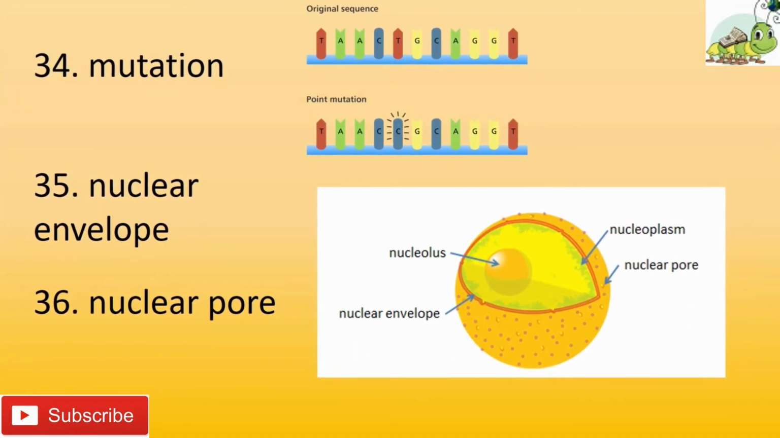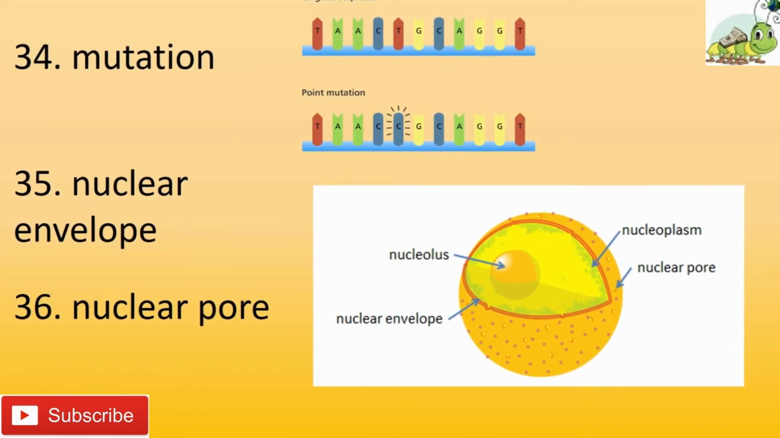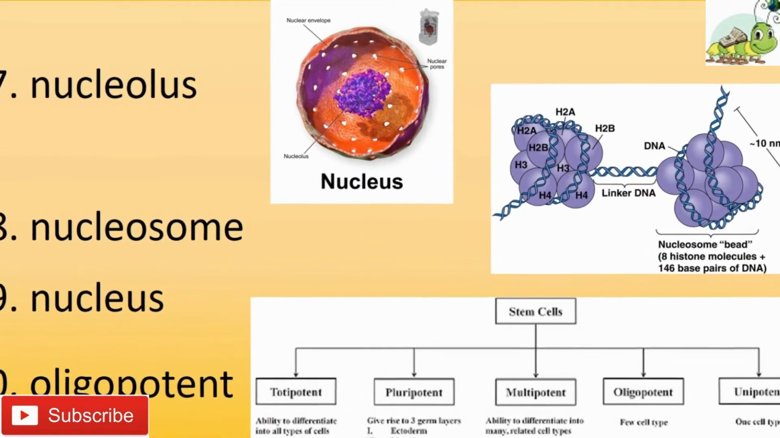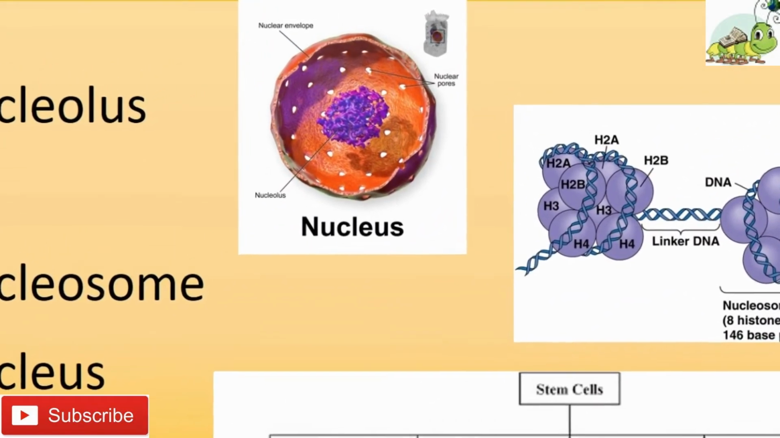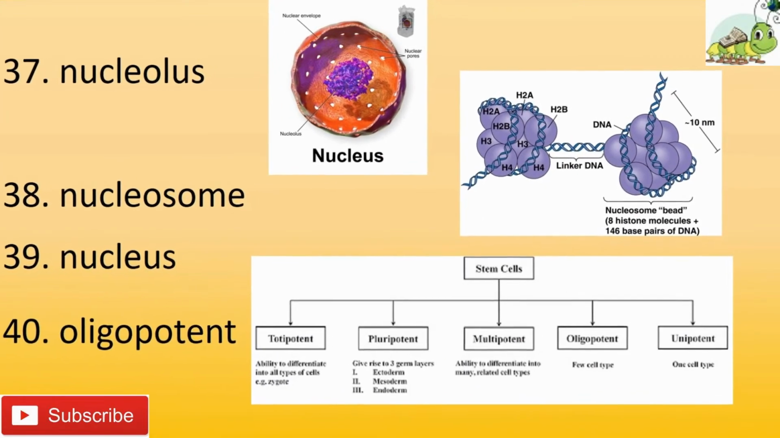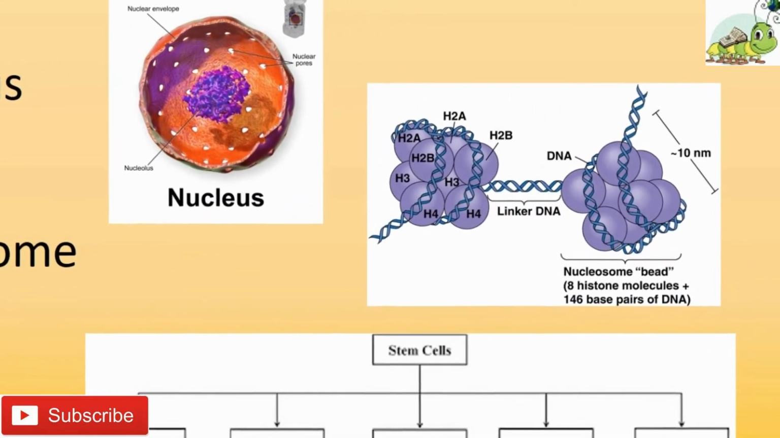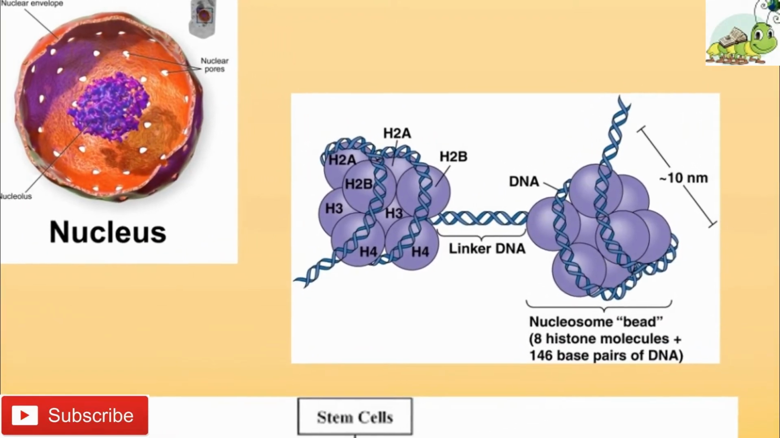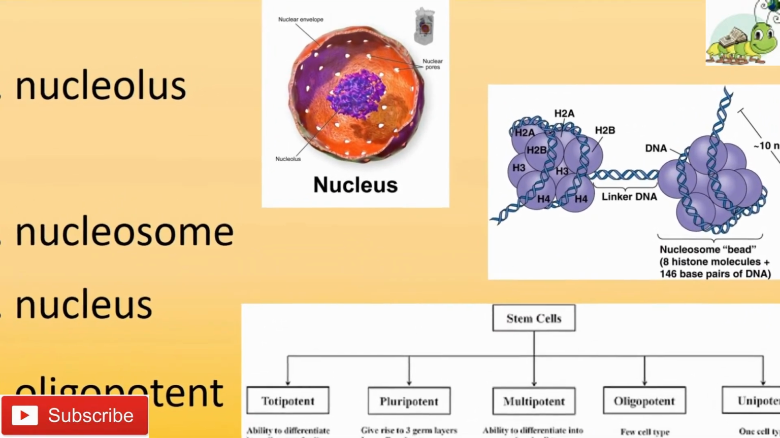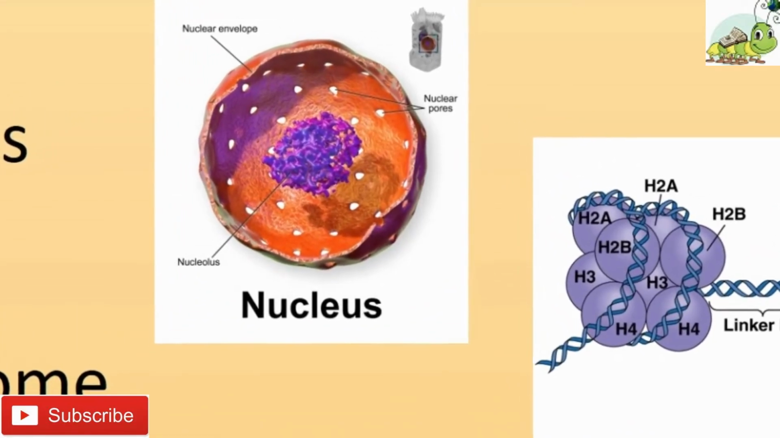Nuclear pore. One of the small protein-lined openings found scattered throughout the nuclear envelope. 37. Nucleolus. Small region of the nucleus that functions in ribosome synthesis. 38. Nucleosome. Unit of chromatin consisting of a DNA strand wrapped around histone proteins. Point number 39. Nucleus. Cell's central organelle contains the cell's DNA.